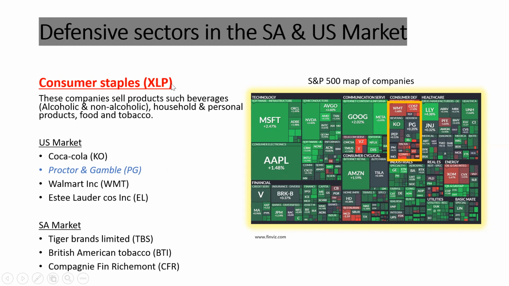ETF stands for Exchange Traded Funds. These are a group of companies put together and they track an index, but we'll talk about ETFs at a later stage. And you can see on the S&P 500 map, they are located over here.